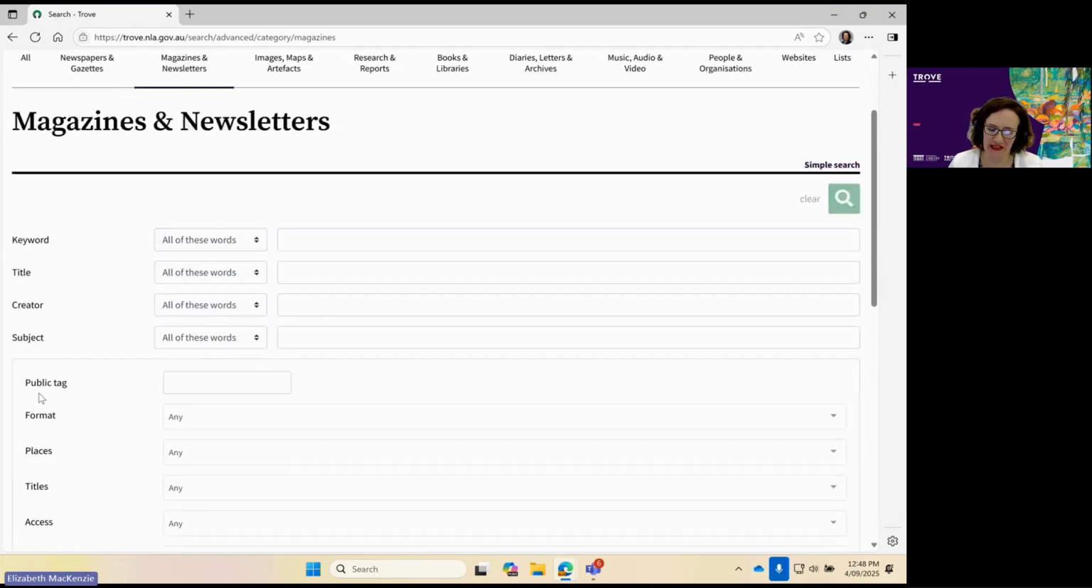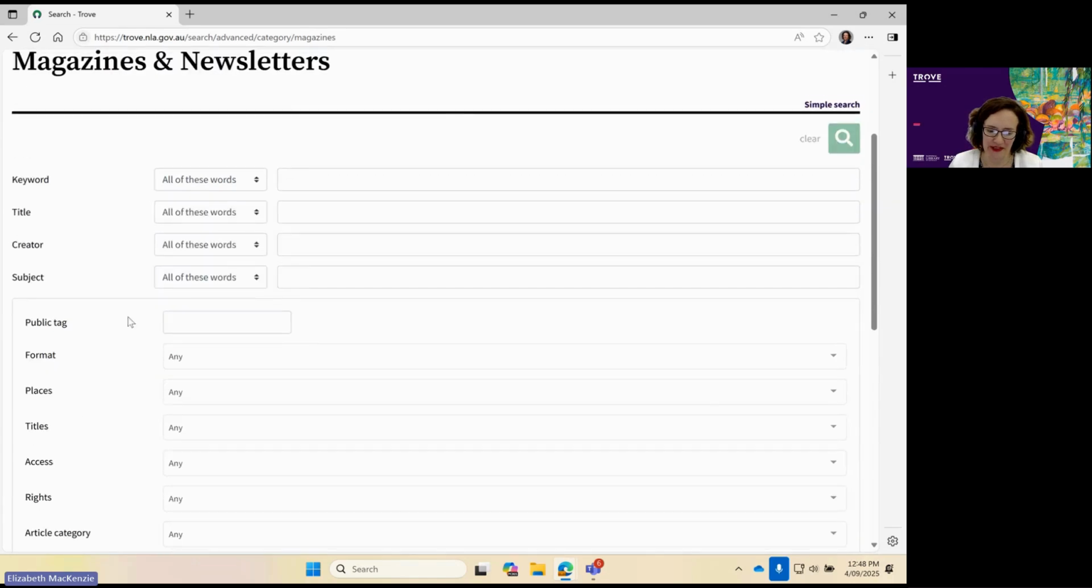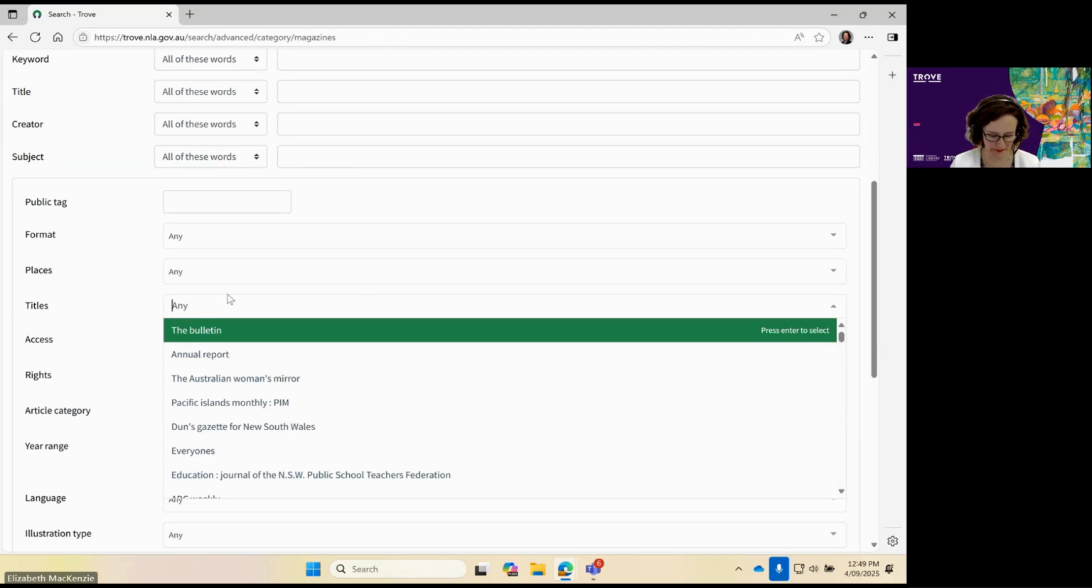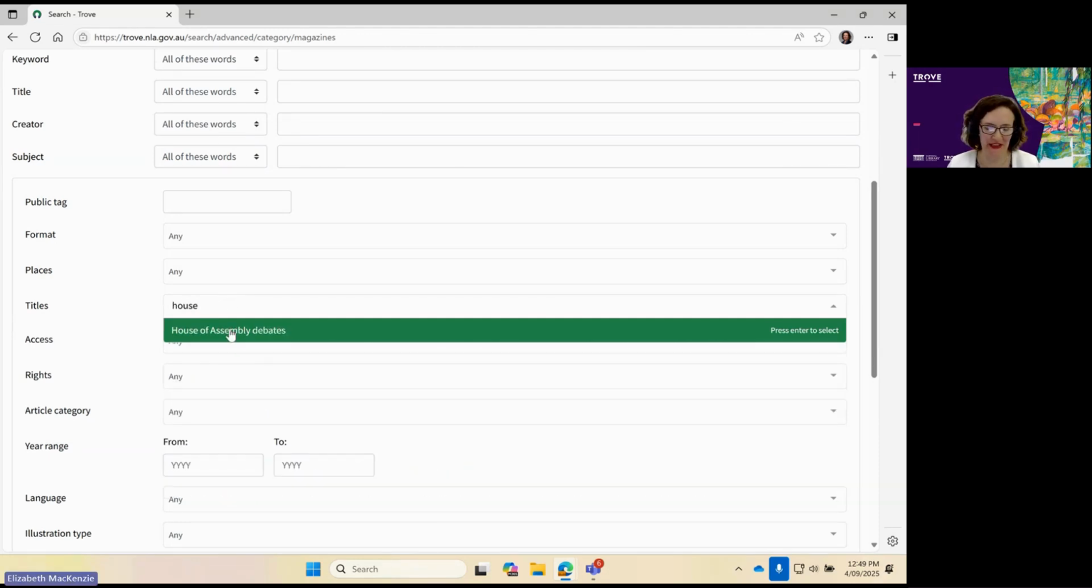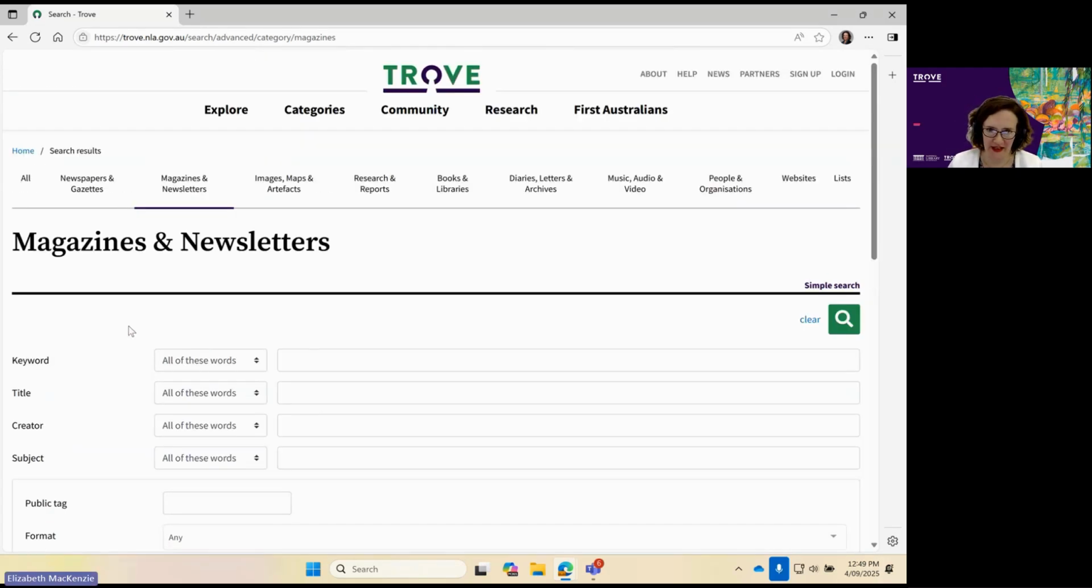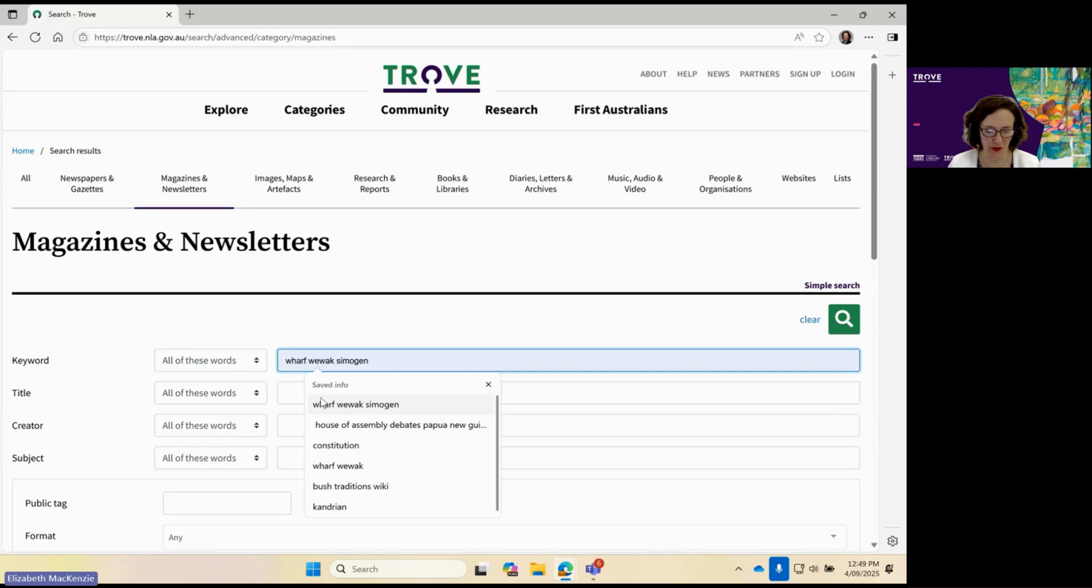Now, this search screen looks a lot like the other one before we typed the title in this box. This time, we're going to use the title box with a little arrow down here, which will bring up all the digitised titles in this category. And we're going to select the one that we want. So now that we have that title selected, we're going to be searching within the title for something that Rebecca mentioned in her talk about a new wharf being built at Wewak. So we'll use the search terms wharf, Wewak, and the speaker, Simogen.